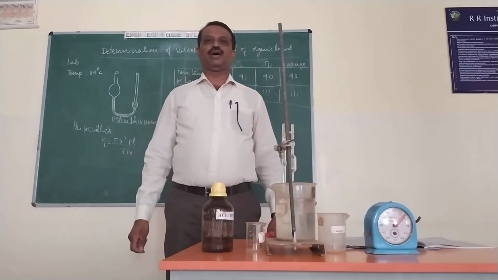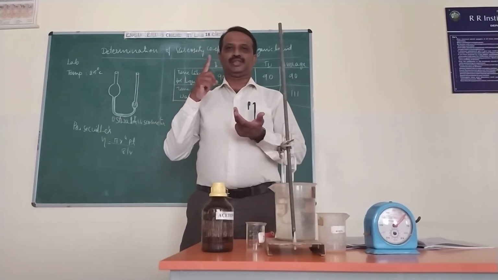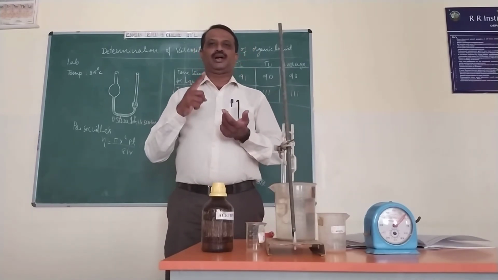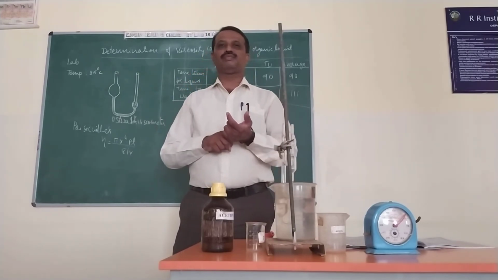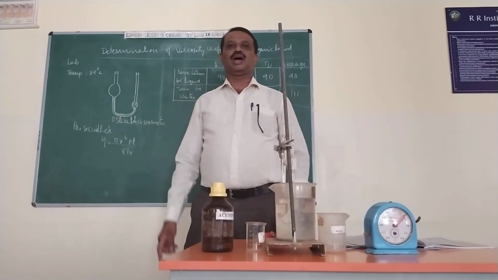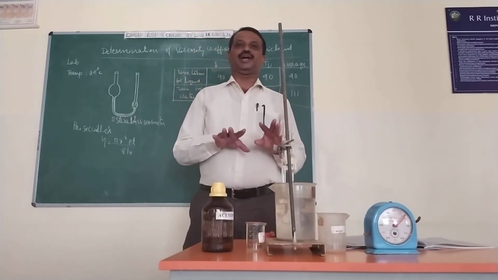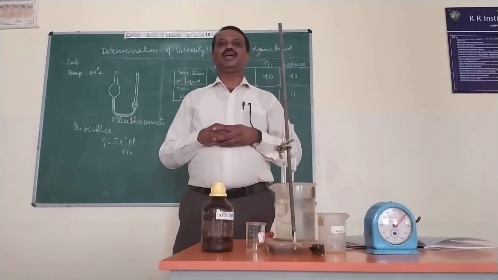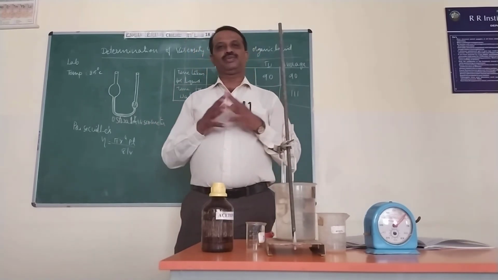So, 4 to 5 values: one is the density of liquid, second is the density of water, third is the viscosity coefficient of water, and the time taken for water. So all these 4 values we can enter. Then we can get the fifth value, the viscosity of the given organic liquid.